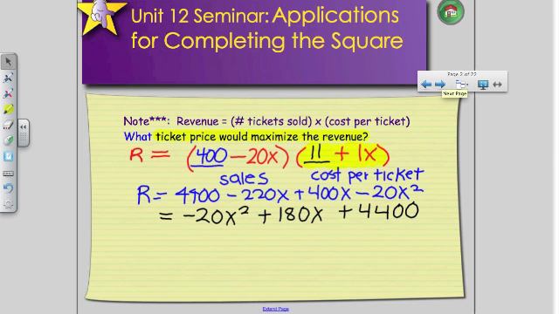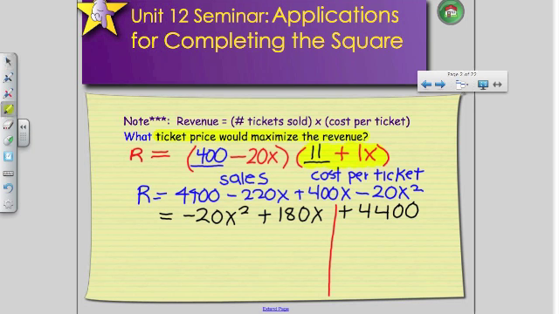Now, because we are using the completing the square method, I have to go back to what I learned in Unit 11, which means we have to separate our equation into Team A and Team B. And what is wrong with the equation? What do I have to factor out of Team A, the first two terms? What do I have to factor out? Does anyone know?